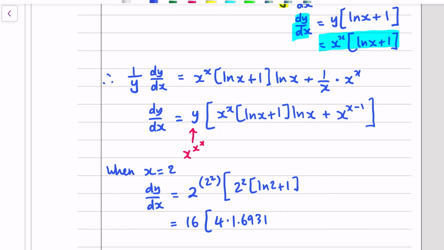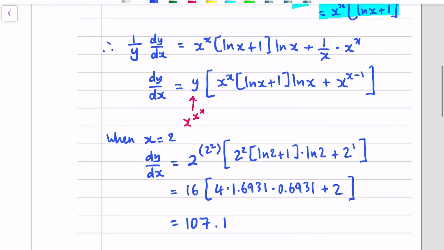1.6931 times by ln2. You've got to be careful of where brackets are in this. Plus 2 to the power of 2 minus 1. Okay, and then if I evaluate all that stuff, I've got 4 times 1.6931 times 0.6931 plus 2, all times by 16, gives me 107.1 to 1 decimal place. There's a bit of rounding involved there.